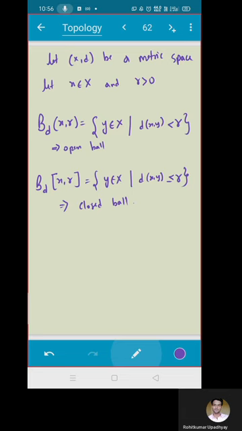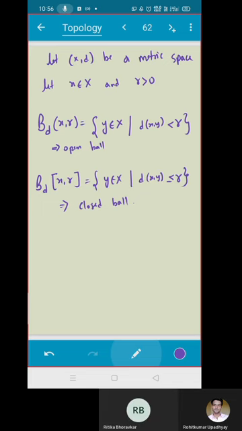Correct. So mostly we are going to use this one, B_d(x, r). What is this graphically? If you take the set X as R, then what do you think this is? An interval. Correct. Which interval? Open interval for the upper one and closed interval for the other. (x minus r, x plus r). Correct, exactly. x minus r to x plus r.